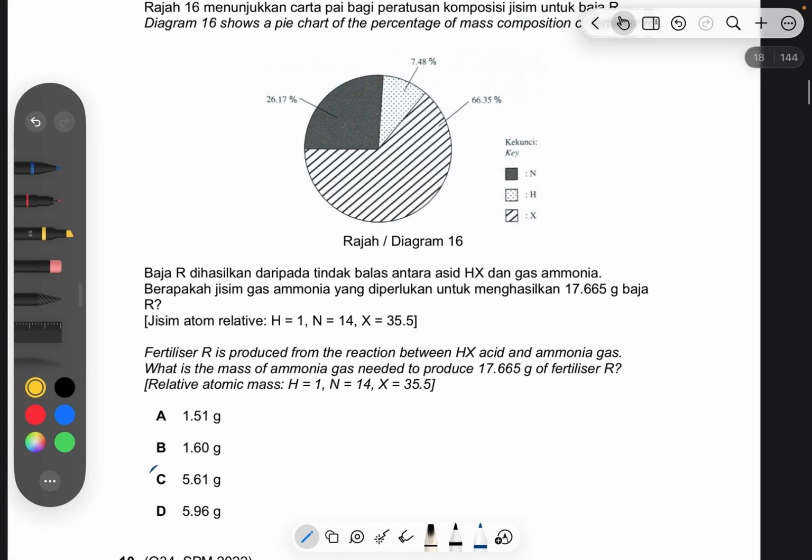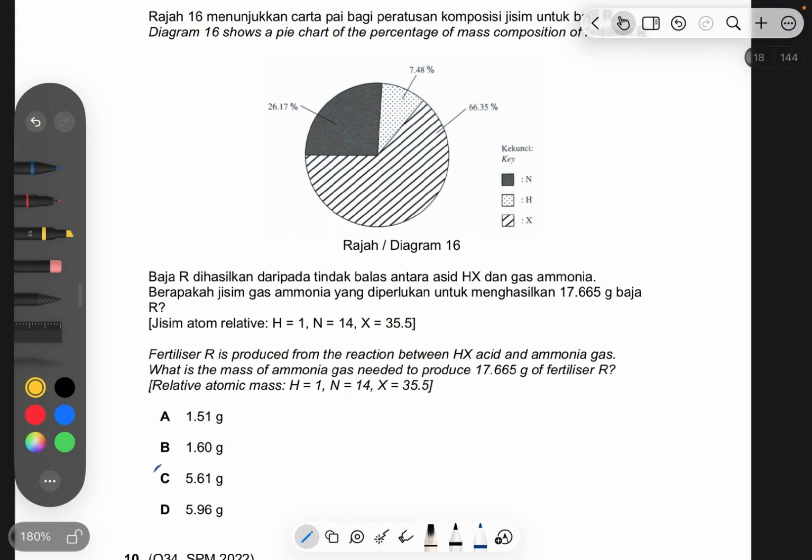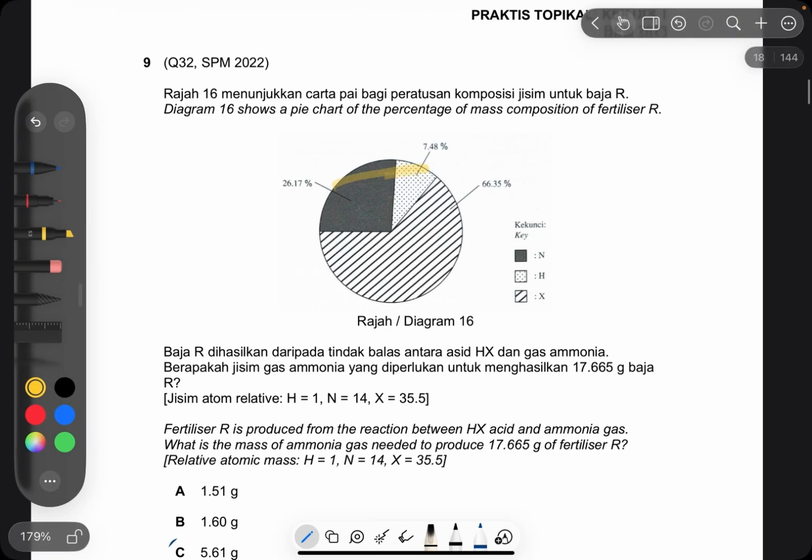So, okay, fertilizer R is produced from the reaction between HX acid and ammonia gas. What is the mass of ammonia gas needed to produce 17.665 gram of fertilizer R? So this is the whole composition for fertilizer R.